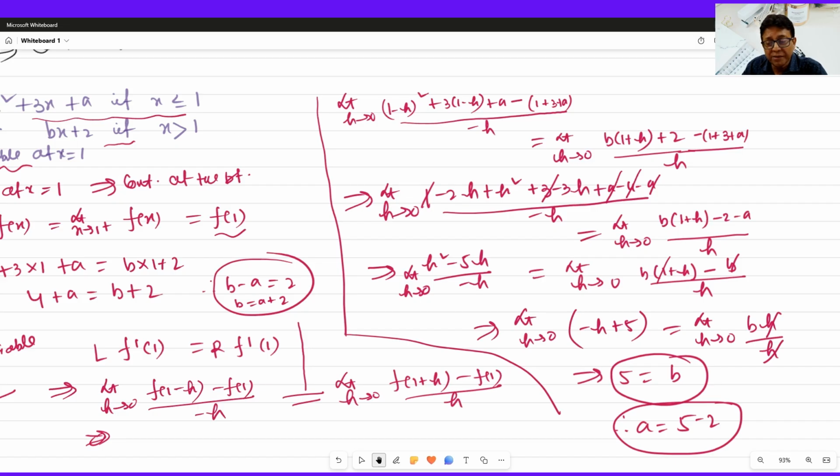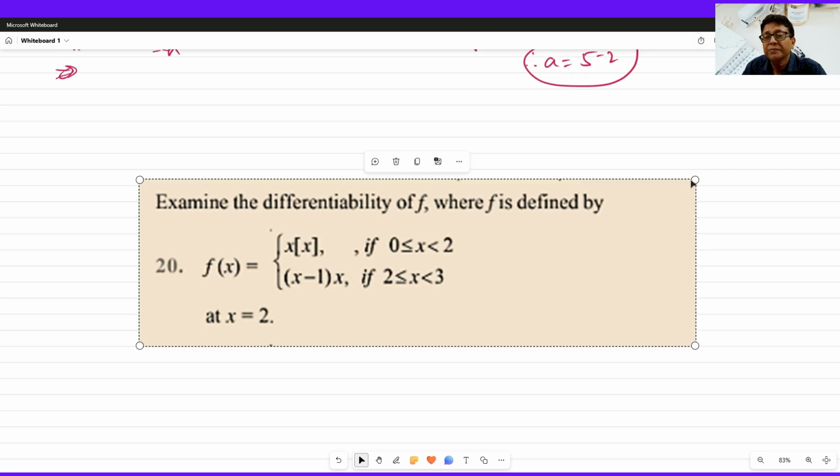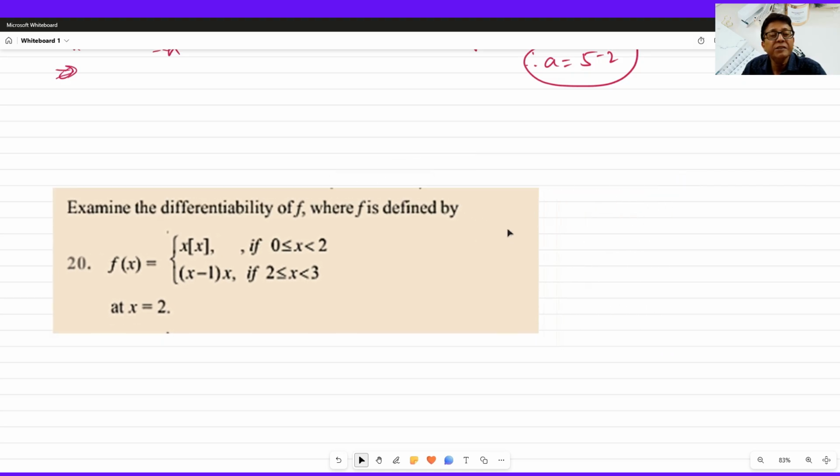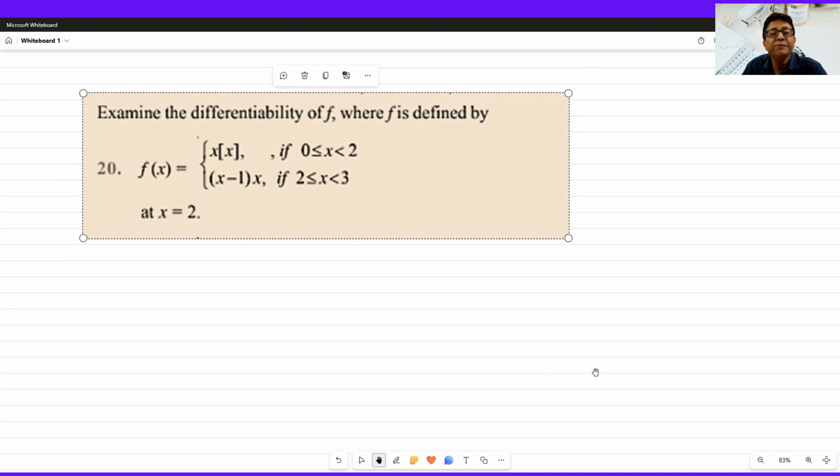an NCERT exemplar sum. This sum I have chosen for this session. Let us do it. Examine the differentiability of f where f is defined by f(x) equal to x into modulo x for x greater than or equal to 0 and less than 2, and x into (x minus 1) for x greater than or equal to 2 and less than 3.